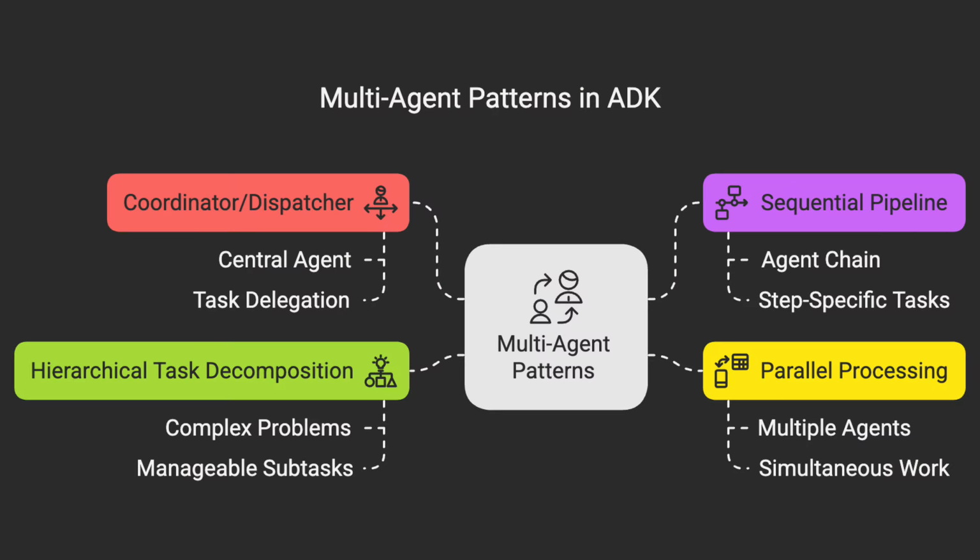ADK supports several common multi-agent patterns. Coordinator-dispatcher pattern uses a central agent to delegate tasks to specialists. Sequential pipeline chains agents together, with each performing a specific step. Parallel processing allows multiple agents to work simultaneously on different aspects of a task. There is also hierarchical task decomposition that breaks complex problems into manageable subtasks.